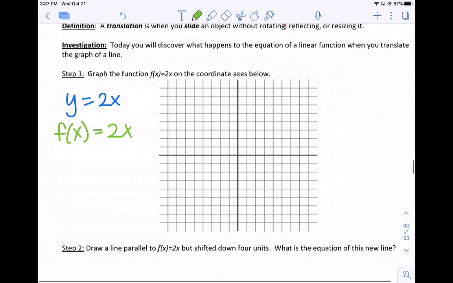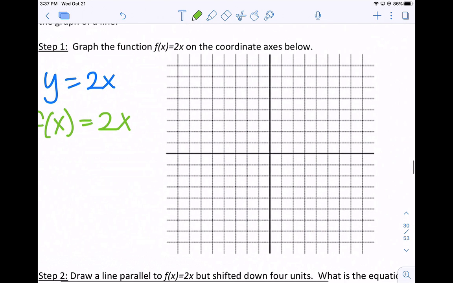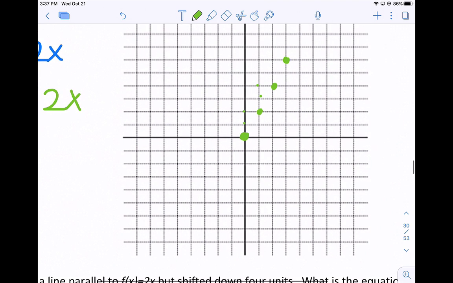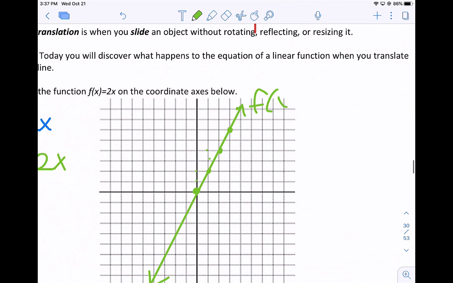And so when we graph it, the y-intercept is 0, right? So it's plus 0, so the y-intercept is 0. And the slope is 2. So when you graph it, we're going to go up 2 to the right 1, up 2 to the right 1. I'm going to do that a few times. And then we'll draw our line. That's not great. Let me do that again. Okay, one more time. Okay, that's better.